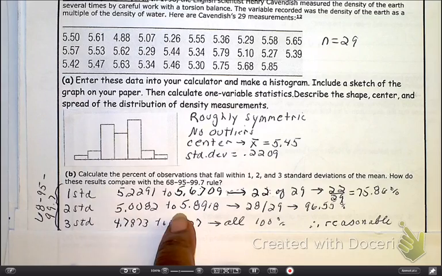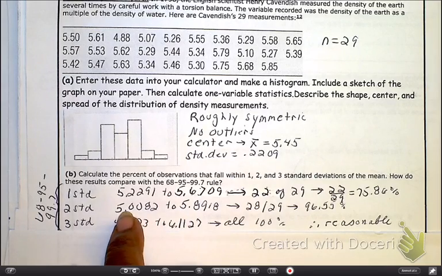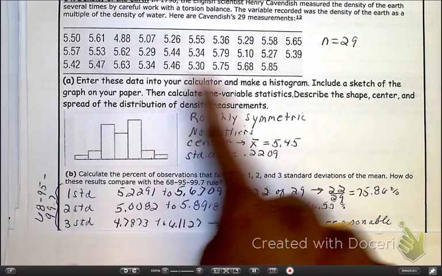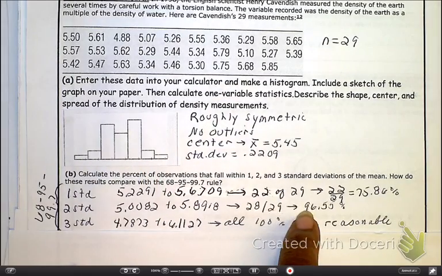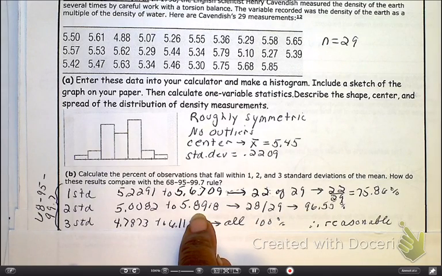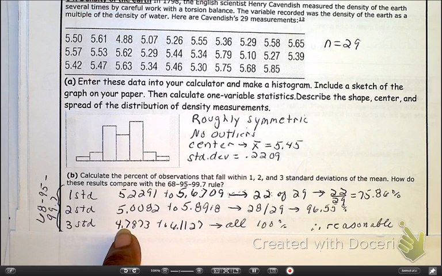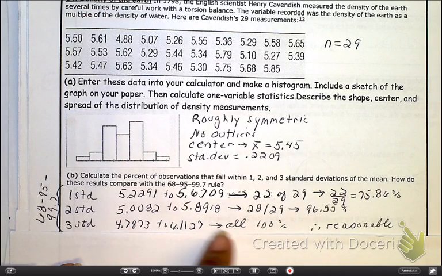And then here, this is 2 standard deviations away from the mean. And I noticed as I looked up here that 28 out of 29 fall within 2. Remember, that's the middle 95%. And then this last one here, that was the 3 standard deviations within the mean. Remember, using the 68, 95, 99.7 rule, I found that all of them fall within that.